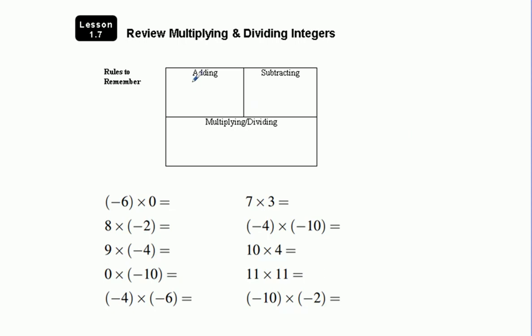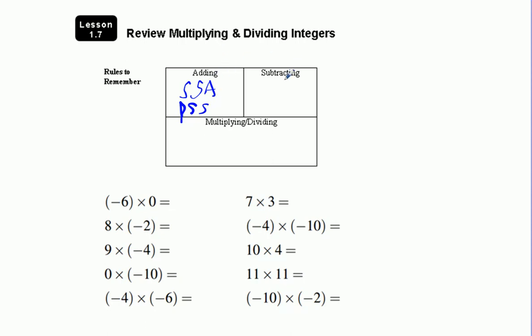When I am adding, there are two rules to remember. If I have the same signs, I'm going to add the numbers, SSA. Same signs, add. And the other rule is different signs, subtract. Same signs add, different signs subtract when I am doing adding.